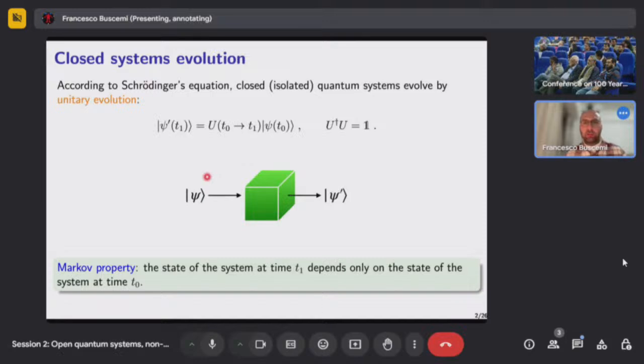The important point to understand here is that this has a Markov property built in, in the sense that the state of the system at time t1 depends only on the state of the system at time t0, and not, for example, on its past history or how the system has reached the state at time t0. The only thing that matters is the instantaneous state at time t0, and that's all you need to predict the state of the system at the later time t1.